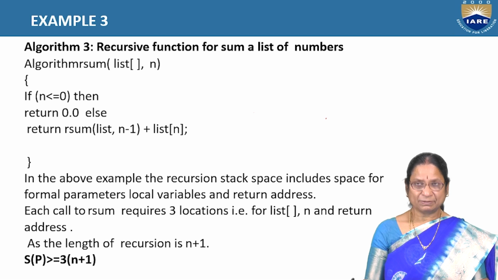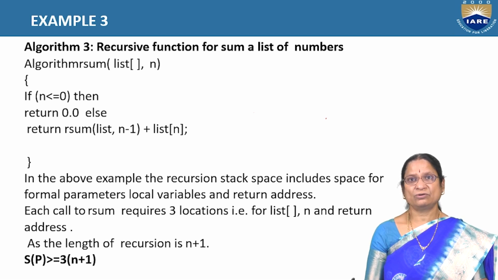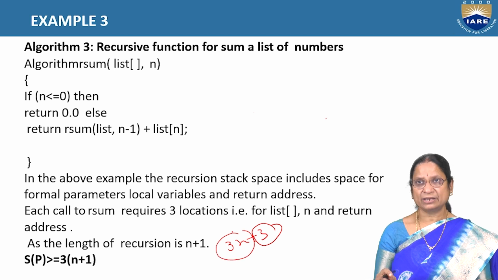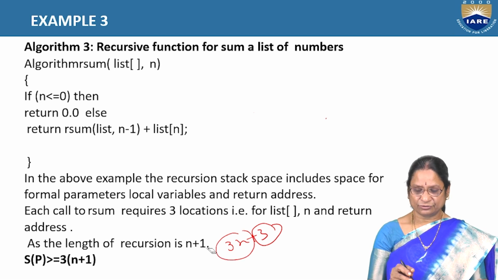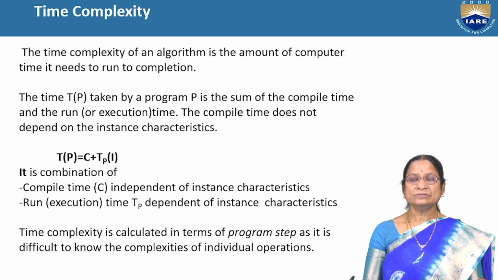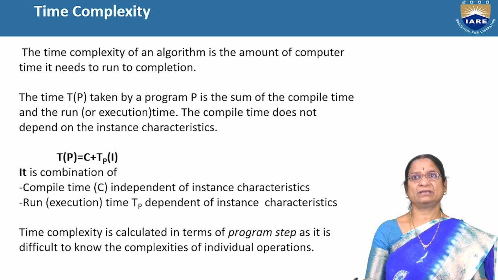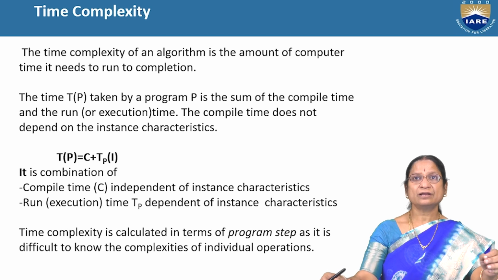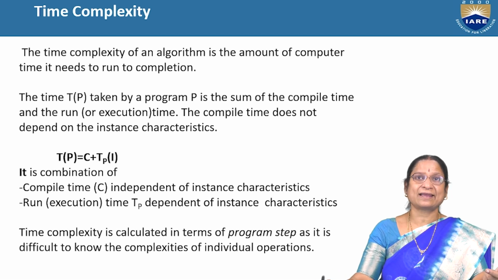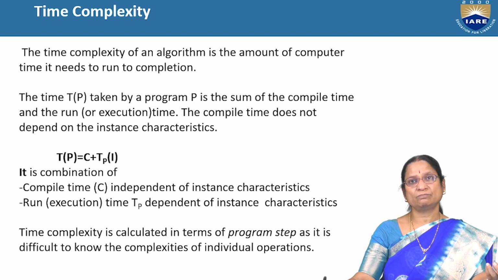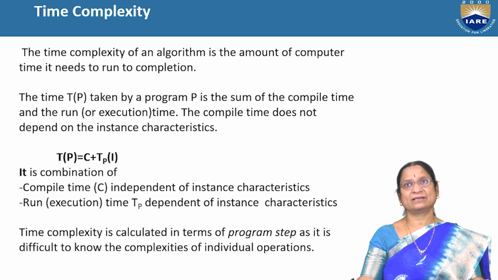So as the length is n plus 1 and 3 is our fixed location, I'll get 3n plus 3. 3 is fixed locations and 3n is the number of times it is calling, so 3 into n plus 1 can be considered. So the complexity of recursive algorithms includes the space required for the stack also. Internally it uses a stack for recursion. That's why stack space and its calling, pushing, popping, all these operations' complexity will be considered.